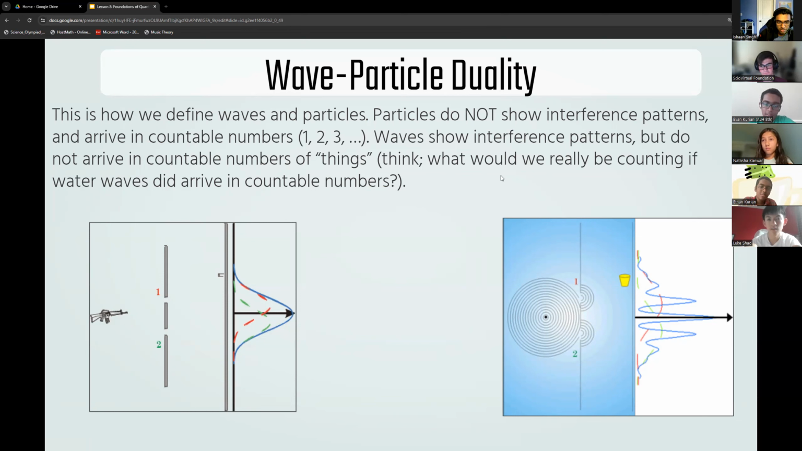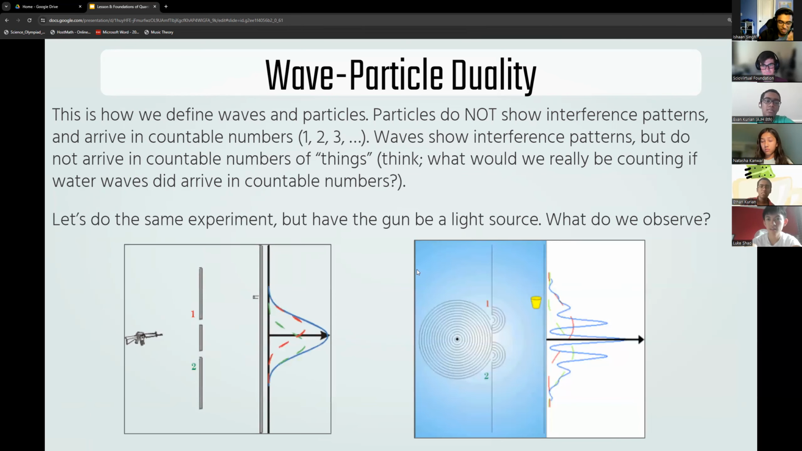So what we see is, on the bottom left, this is our particle view. On the bottom right, that's our wave view. Okay, so now let's think about what would happen if our Nerf gun is a light source. What if we're shooting light particles, our photons, at the wall? What do you guys think we'll see?